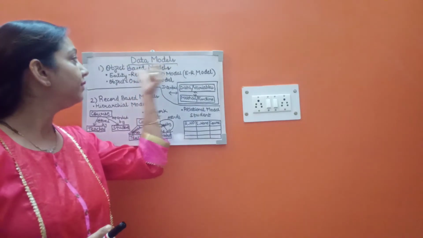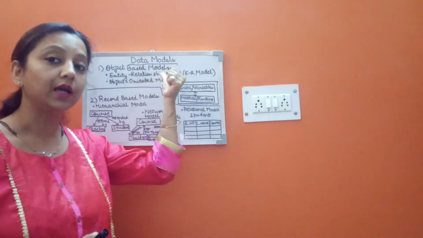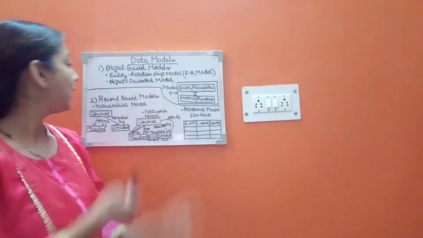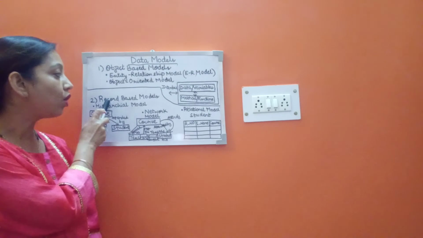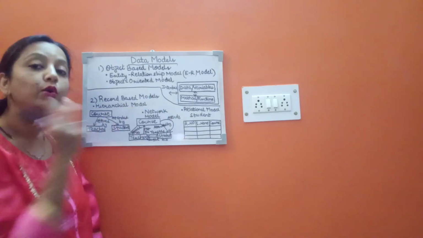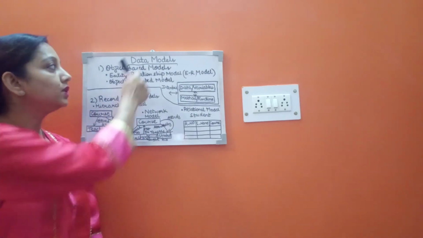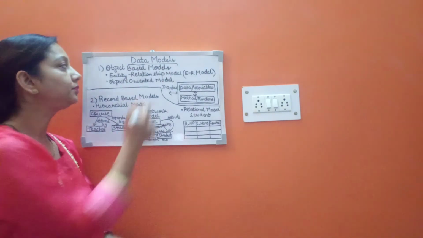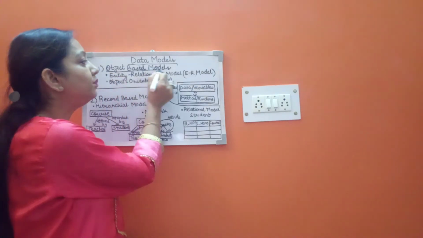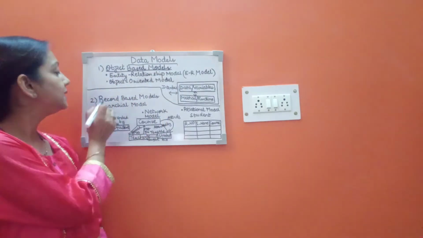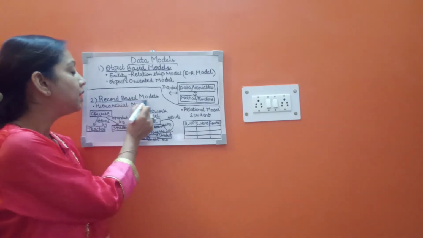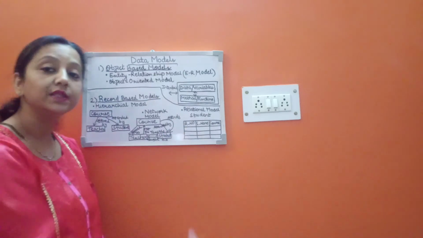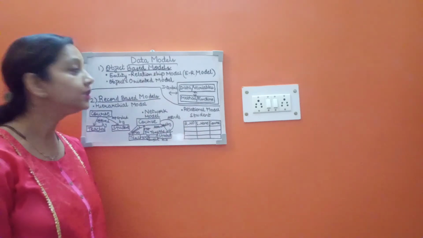So basically we have two different categories of the data models. The first one being object based models and the second one being the record based models. Two different categories, that is, the data models are divided into two major categories. The first one is the object based models and the second one is the record based models. Now first we will start with the first category, that is the object based models.